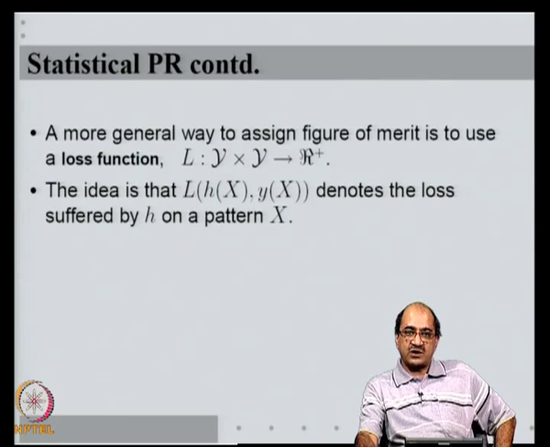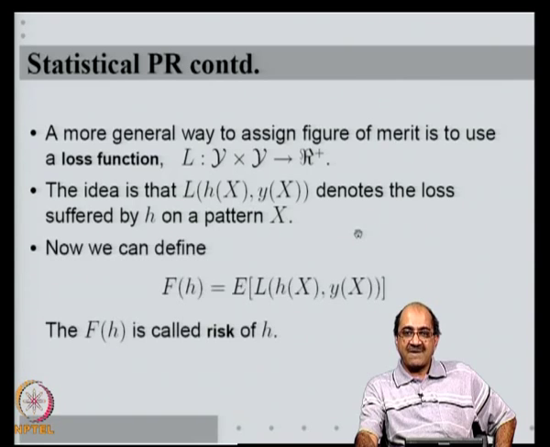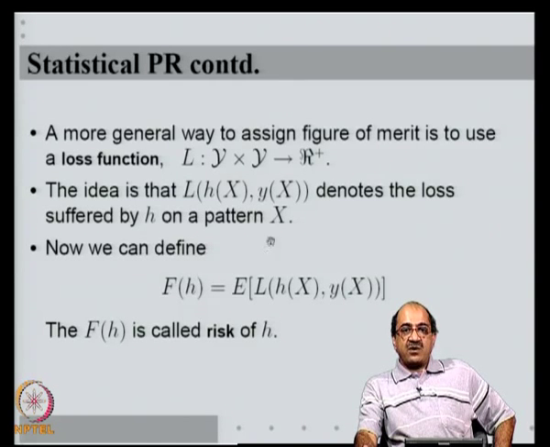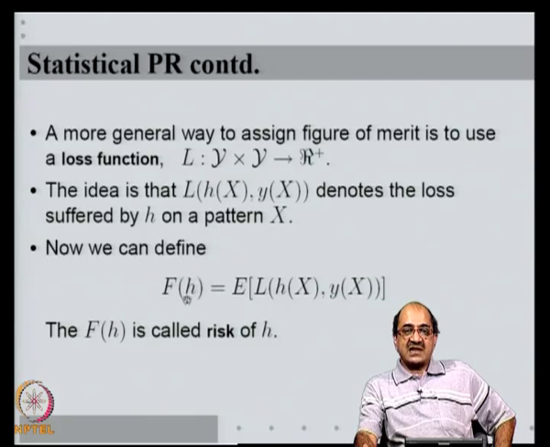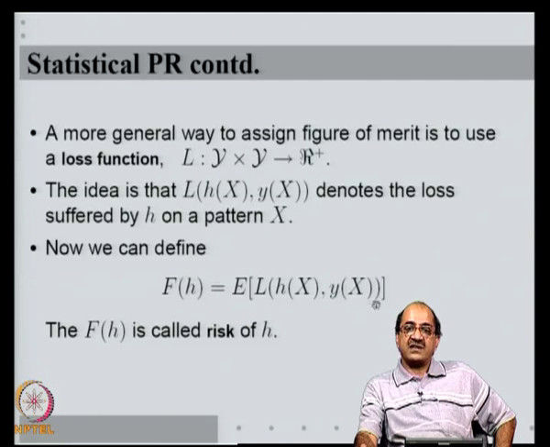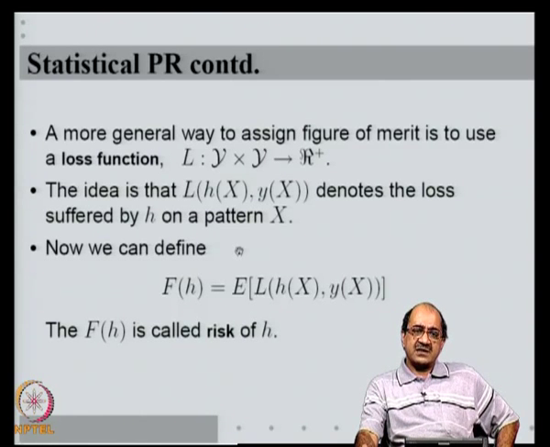So, the idea is that I choose a loss function so that L(h(x), y(x)) denotes, in some units, the actual loss suffered by h on a pattern x, in the sense that h would have called h(x), whereas it should have called y(x). Now, we can define our figure of merit f, which assigns a number to each classifier h, as the expected value of L(h(x), y(x)). This expectation is of course with respect to the underlying distribution of x, and such an expectation of the loss function is called the risk function. Many classification algorithms actually choose a convenient loss function and then try to minimize the risk. Risk is the expectation of loss.